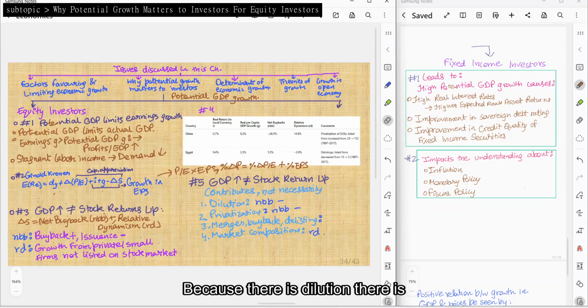Why? Because there is dilution and there is privatization, which contribute to net buyback going up, so it contributes negatively to equity return. This is measured by delisting going up and market composition also changing. By market composition, not all firms are publicly listed, so the relative dynamism component matters as well.